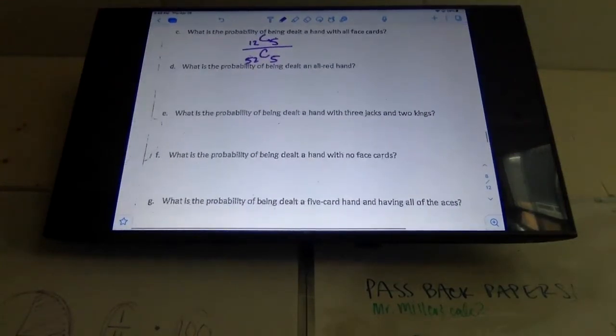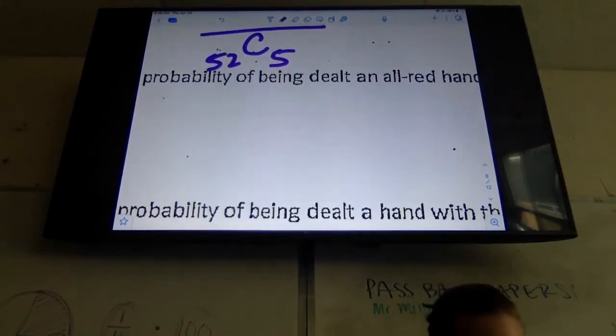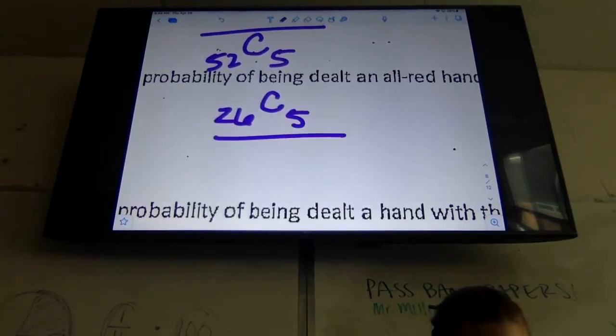All right, what's the probability of being dealt an all red hand? Not 24, 26. How do we get 26? 13 times 2, or 52 divided by 2. Yep, both things are possible. 26 choose 5 over 52 choose 5.